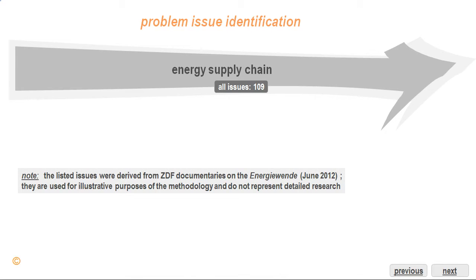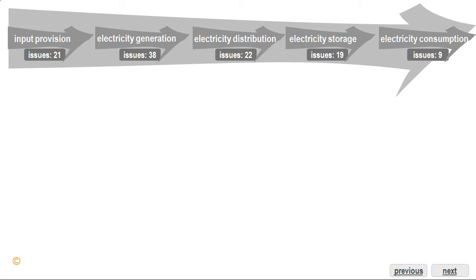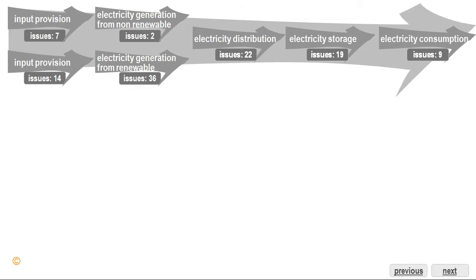The issues we worked with for the purposes of this presentation were derived from CDF documentaries on the Energiewende. They are used for illustrative purposes of the methodology and do not represent detailed research. Here we have got the energy supply chain overview with the total of 109 issues collected. By zooming into the supply chain, we can see its various links: input provision, electricity generation, electricity distribution, electricity storage and electricity consumption, as well as the number of issues presented in the documentaries related to each of the links.